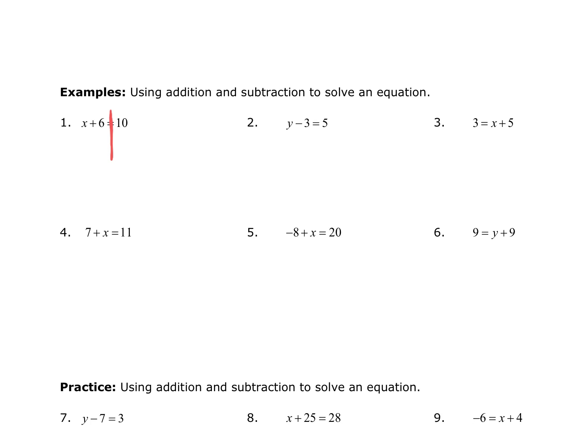And to undo the plus 6, I want a minus 6. The inverse operation of addition is subtraction. So I'm going to minus 6 there. But whatever I do to the left side, I have to do to the right side to keep it balanced. And so now I have x, 6 minus 6 cancels out, equals 4.